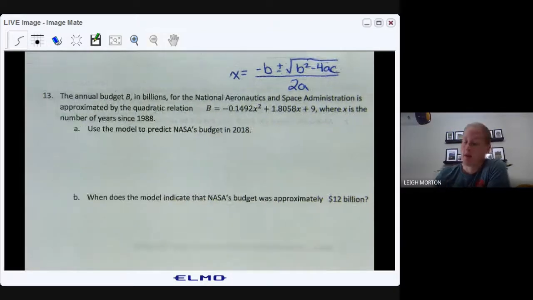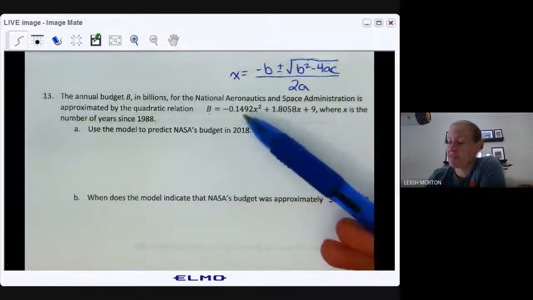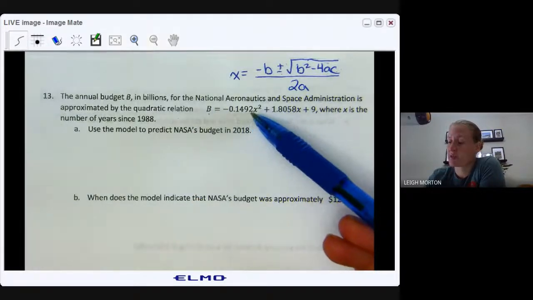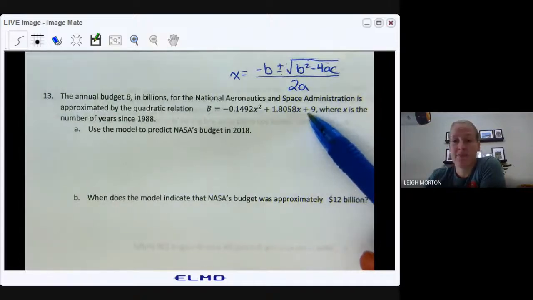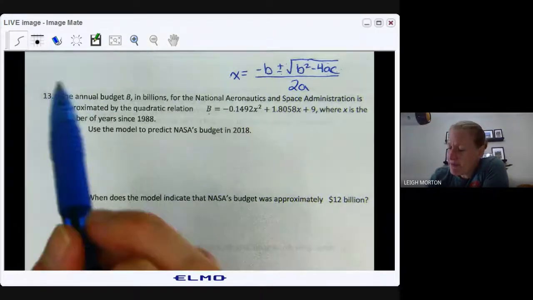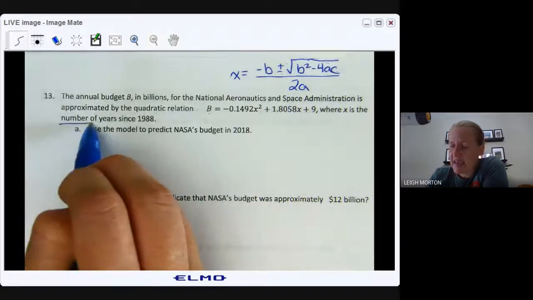Okay. Number 13. The number means nothing to you guys. The annual budget, B in billions, for the National Aeronautics and Space Administration is approximated by the quadratic relation B equals negative 0.1492x squared plus 1.8058x plus 9, where x is the number of years since 1988.